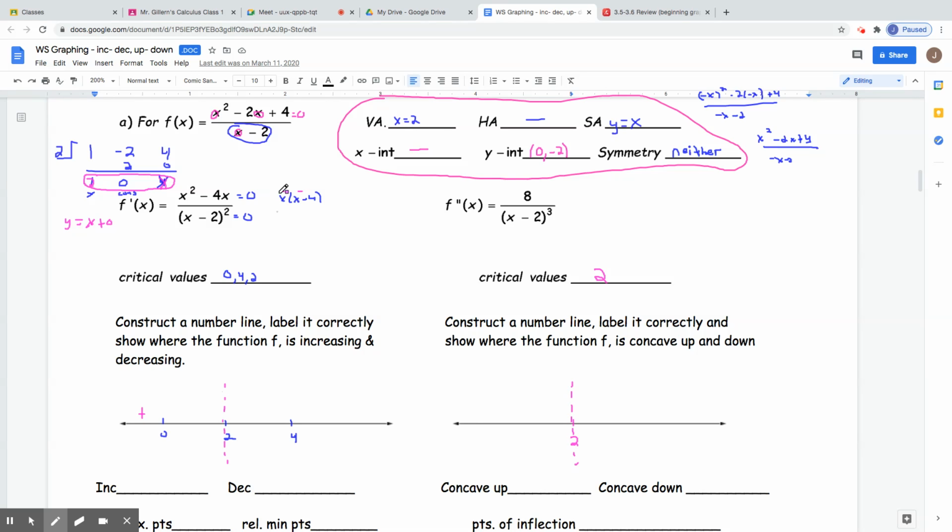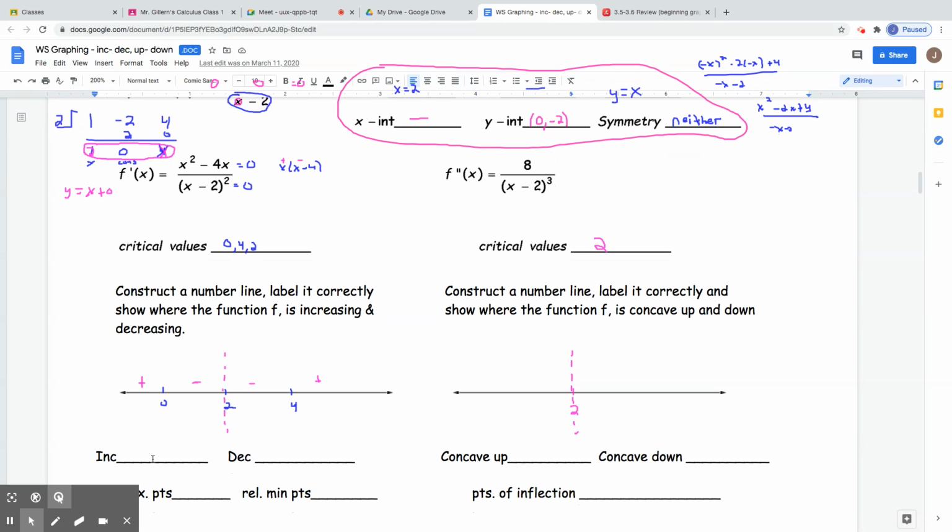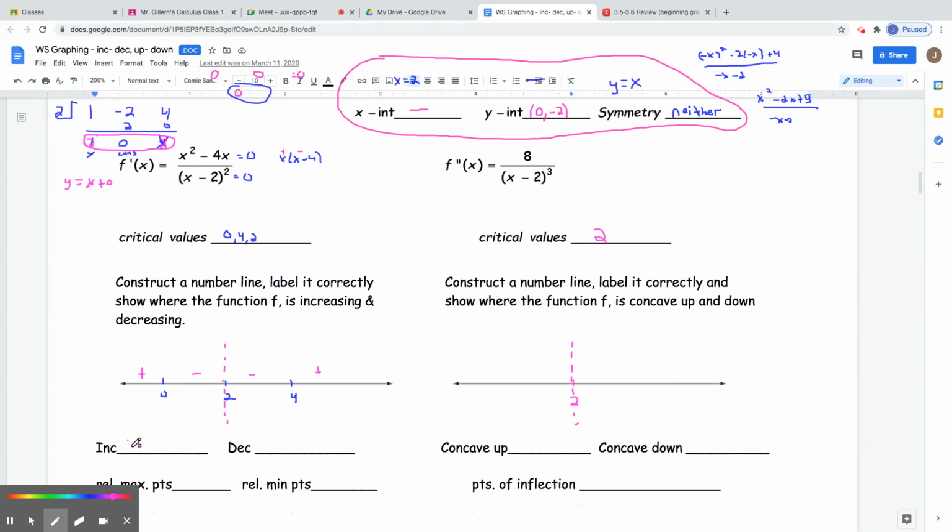If I plug in a 1, between 0 and 2, that would be a positive, but we still have a negative there, which is a negative. If I plugged in a 3, same thing: positive, still a negative, which is a negative. Anything big above 4 gives me a positive. So you go positive, negative, negative, positive. So it's increasing from negative infinity to 0, union 4 to infinity.